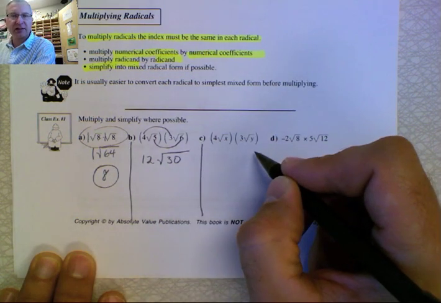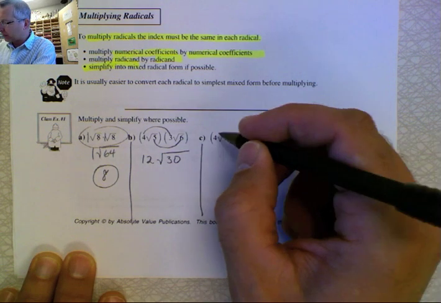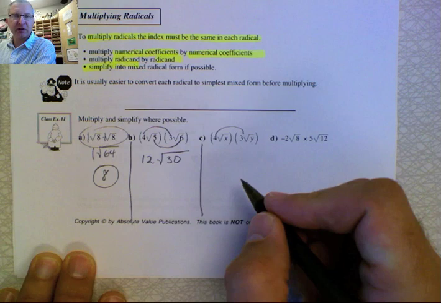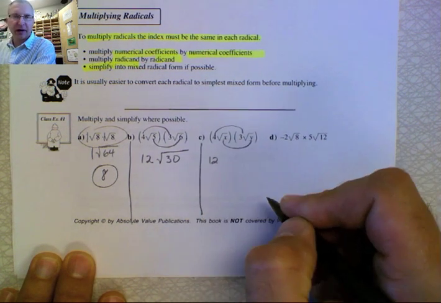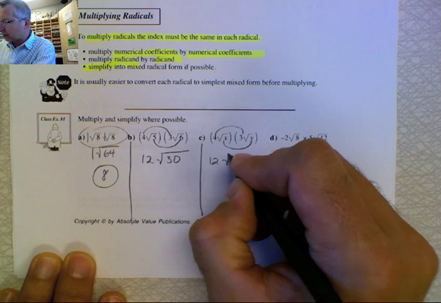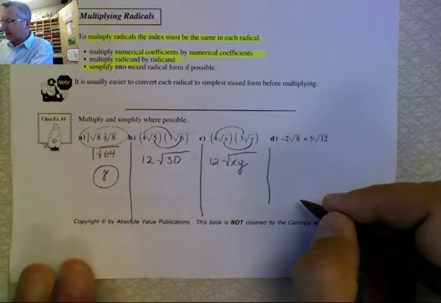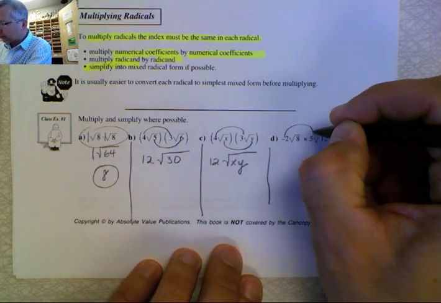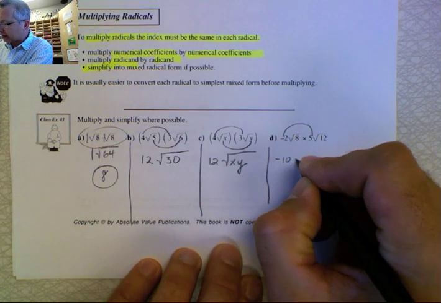Now the next question has some variables in it. Don't let it scare you. It's exactly the same as what we've been doing. Multiply the coefficients together. 4 times 3 is 12, and you multiply the radicands together. x times y is just xy. Now, the next question, if we multiply our coefficients together, negative 2 times 5 gives us negative 10.